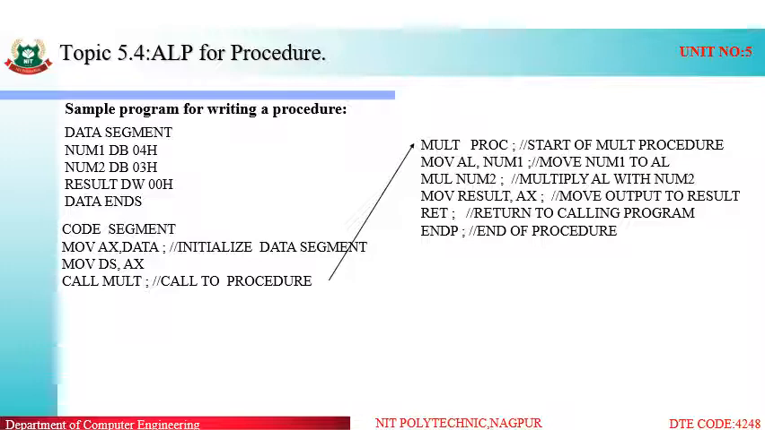RET, which stands for return. We have to compulsorily give this RET instruction. If we don't give this instruction, the control of the program, that is the flow of the program, will not transfer back to the main program. So we have to give it at the end of the procedure. So what will this return instruction do? This return instruction will return to the main program, that is the next line after our calling of the procedure.